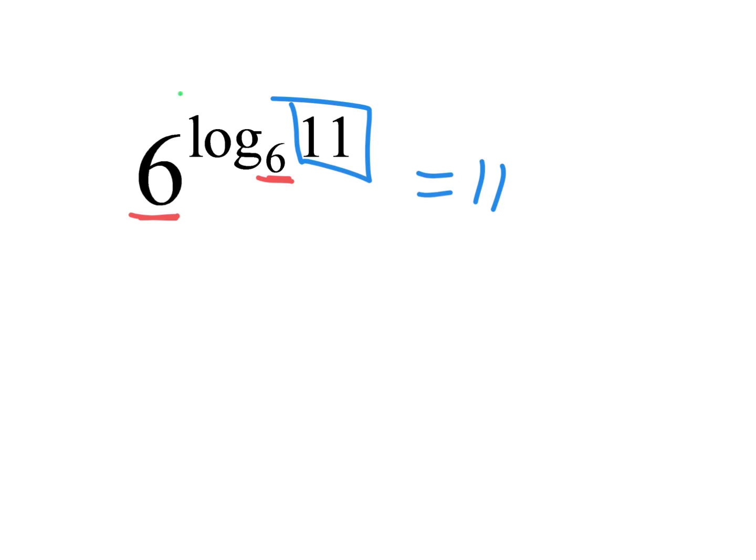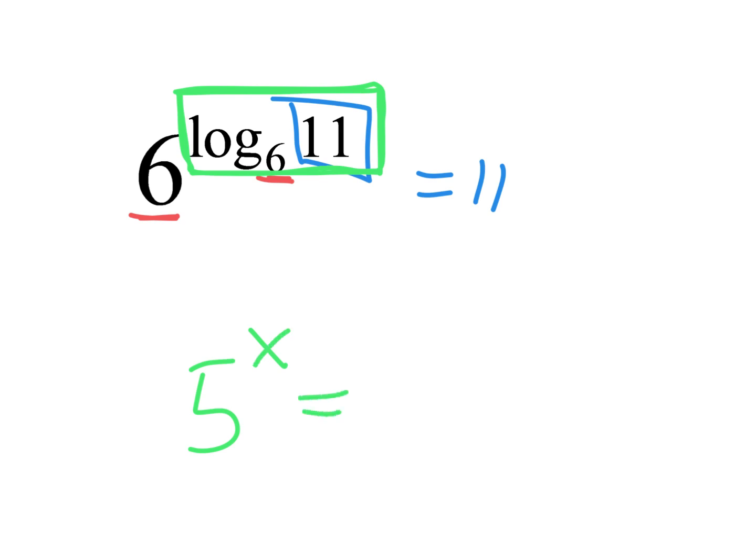Do you get that this log is in the power in the original problem? That means technically this isn't a log, this is in exponential form. You know, like normally they look like this. 5 to the x equals 20. It just happens to be that there's a log in there. See how this is exponential form? And when you have exponential form, you can rewrite it as a log. So this is exponential form, so I'm going to rewrite it as a log.